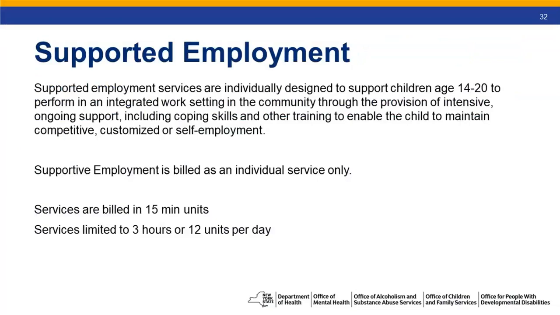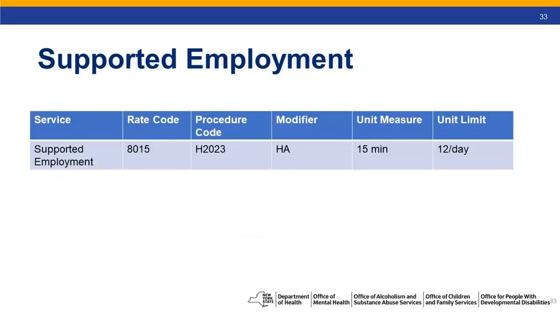Just moving us along through the services, the next one we have is supported employment. This service can only be provided, and I think that makes sense, on an individual basis only. It also covers it in 15-minute increments with a 3 hour or 12 unit limit per day. In this particular case, we only have one rate code since it's only individual, which is 8015 with a procedure code of H2023 and a modifier of HA, and again a 15-minute unit measure with a 12 unit limit per day.